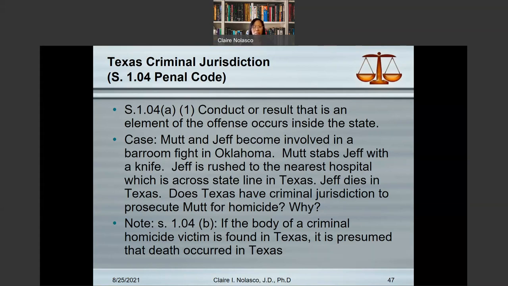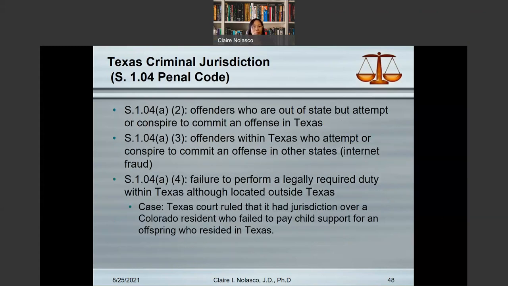Mutt and Jeff became involved in a barroom fight in Oklahoma. Mutt stabs Jeff with a knife. Jeff is rushed to the nearest hospital, which is across state line in Texas. Jeff dies in Texas. Does Texas have criminal jurisdiction to prosecute Mutt for homicide? Why? So think about what I explained a while ago with respect to Texas criminal jurisdiction. Note that Section 1.04(b) states that if the body of a criminal homicide victim is found in Texas, it is presumed that death occurred in Texas. So again, think about whether or not Texas has criminal jurisdiction to prosecute Mutt for homicide.